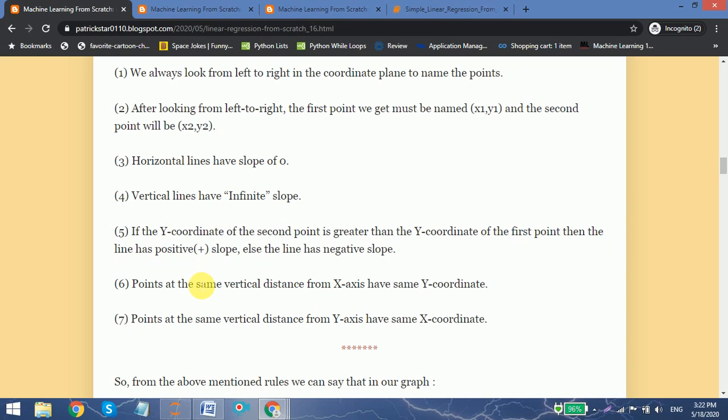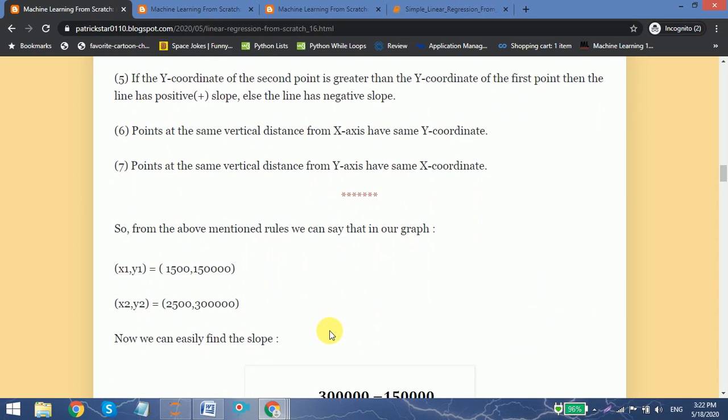Points at the same vertical distance from the x-axis have the same y-coordinate, and points at the same vertical distance from the y-axis have the same x-coordinate. But I think you already know all this information.